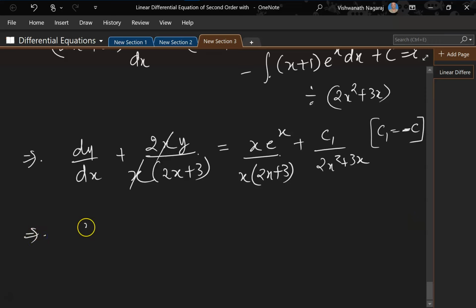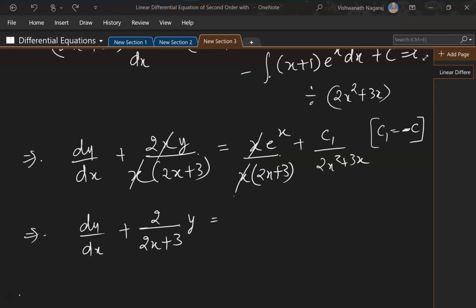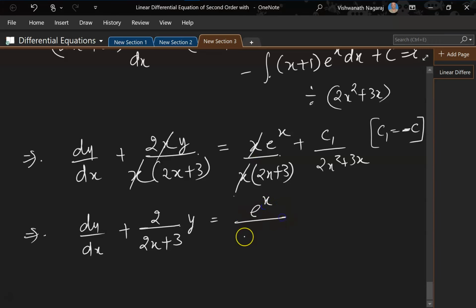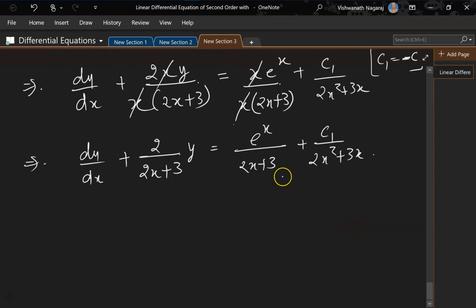Okay, now it's just a question of simplifying. Dy by dx plus 2 by 2x plus 3 y is equal to, x and x get cancelled, e to the power of x by 2x plus 3 plus c1 by 2x square plus 3x. Okay. Now this is a first order linear differential equation. So therefore we'll use the method of integrating factor.